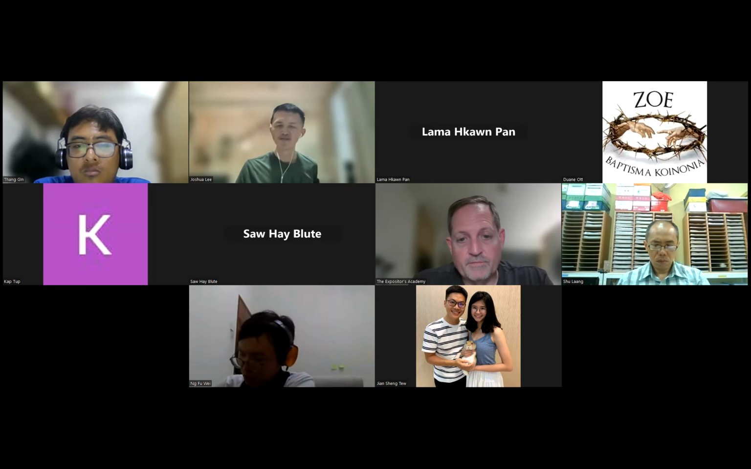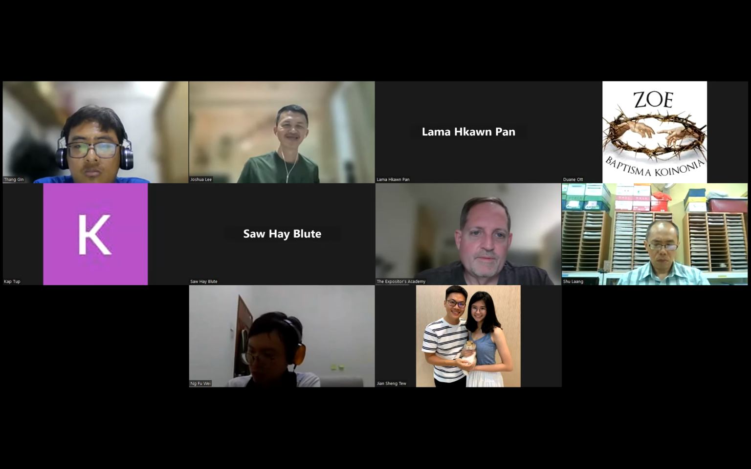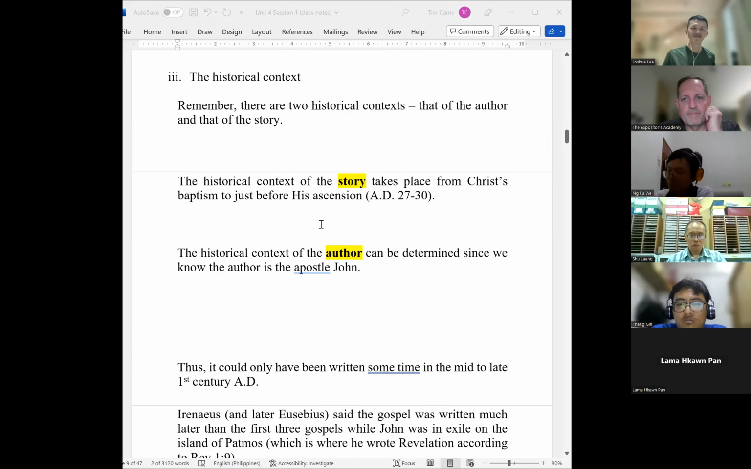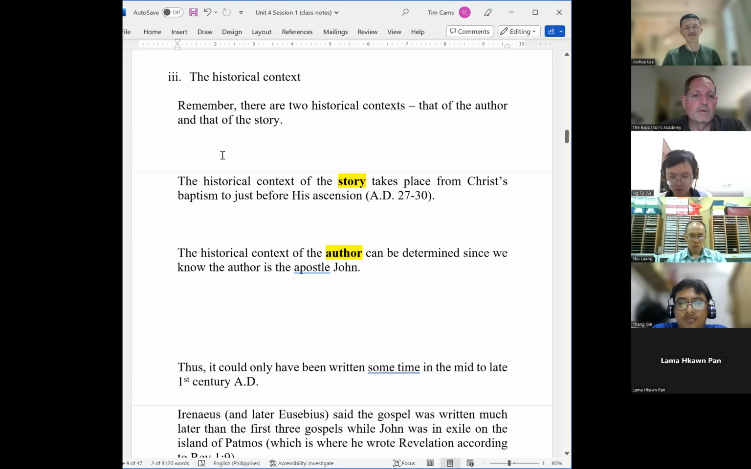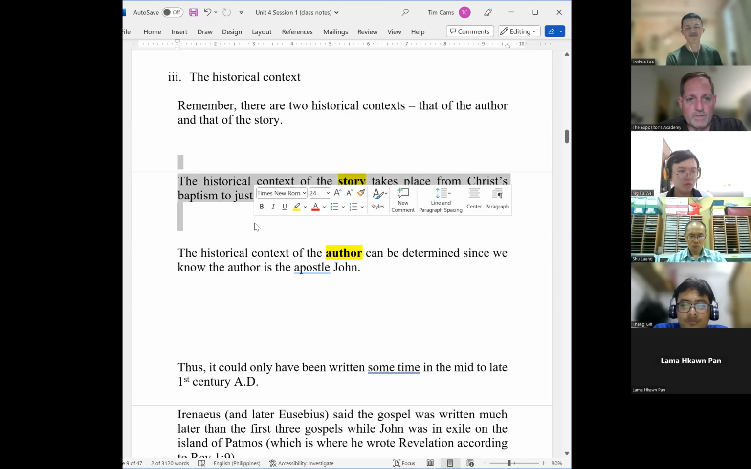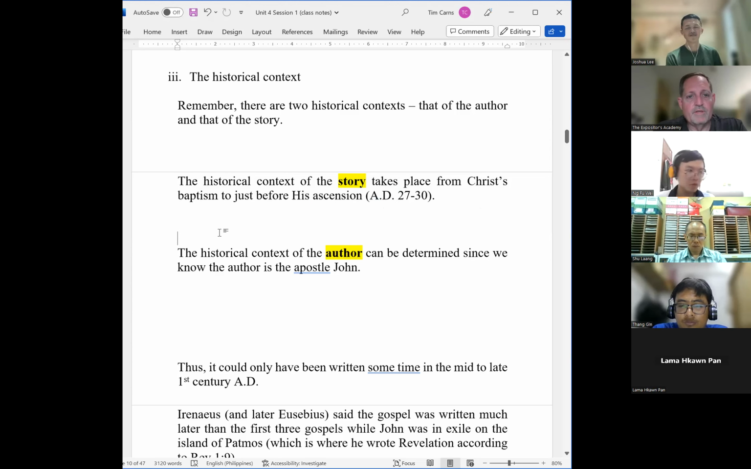So all of this is really coming from the reminder that we need to understand the two historical contexts in the narratives book, and that is the historical context of the story and the historical context of the author.